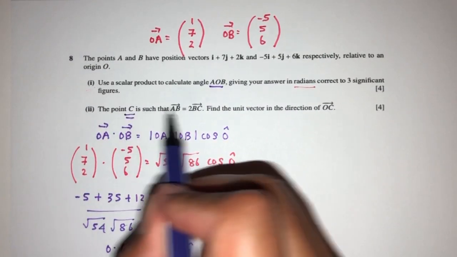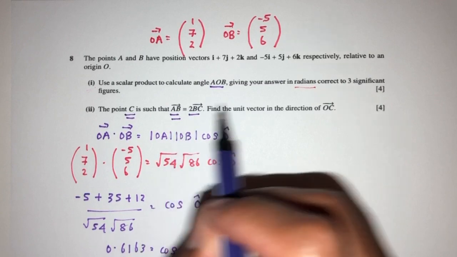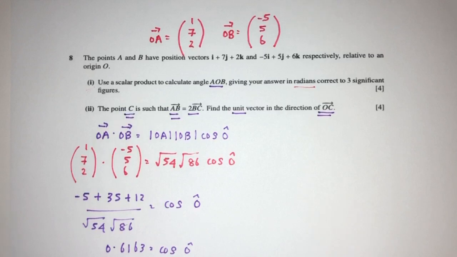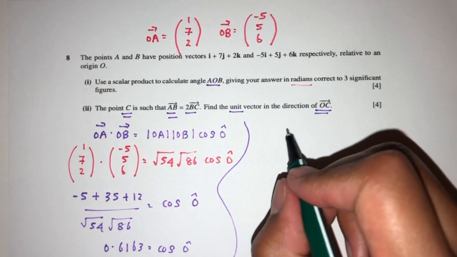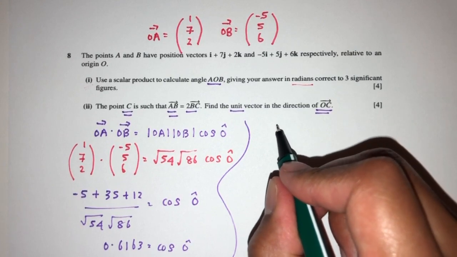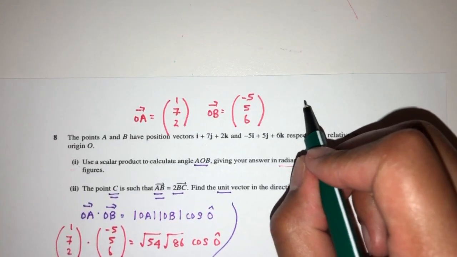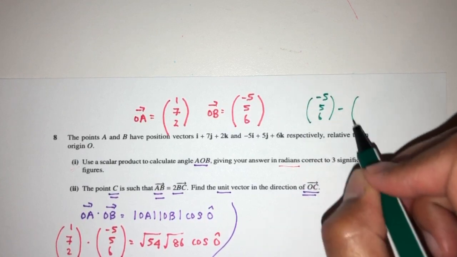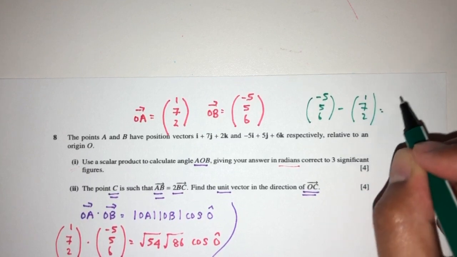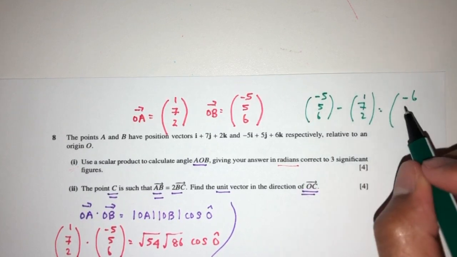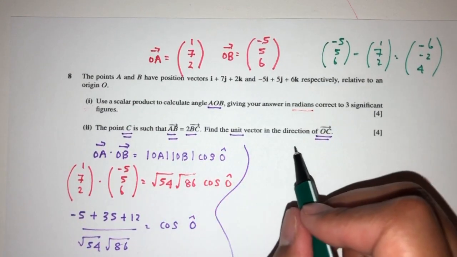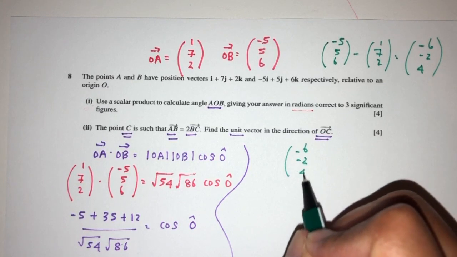The point C is such that we have this equation. Find the unit vector in direction of OC. So let's first find OC, right? So here we have what? Let me separate those two. I have AB here. AB is given to you by OB minus OA, so let's find this first. OB is this, minus OA, which is (1, 7, 2). So -5 minus 1 will be -6. 5 minus 7 will be -2. And that should be 4. So AB is given to you by (-6, -2, 4).